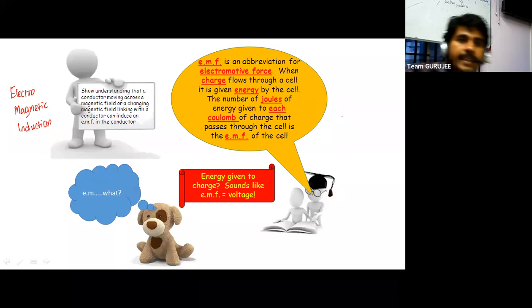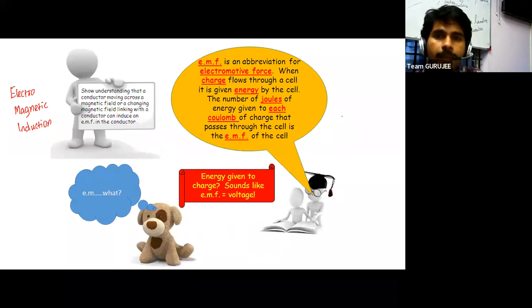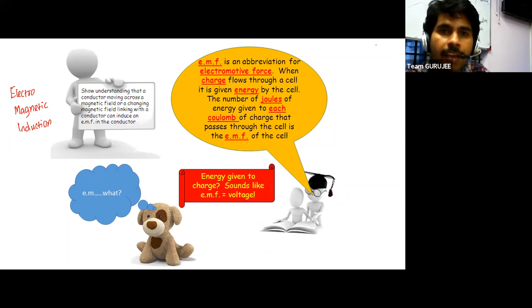So by changing the magnetic field, an electric field is created. Here electric field means electromotive force. Is it clear? The first slide, all of you understood? Do we have any doubt? No, okay. See, the next one.